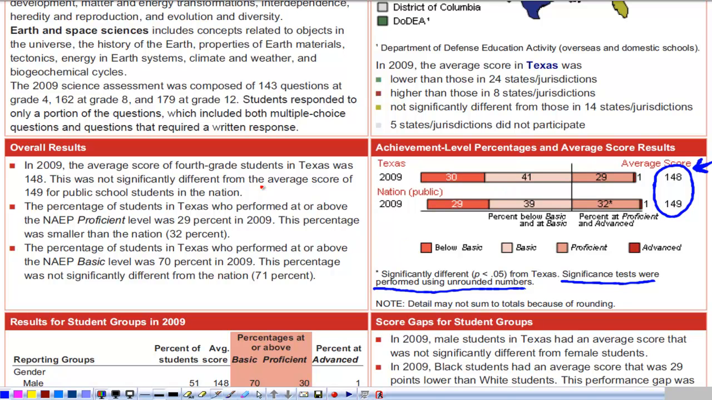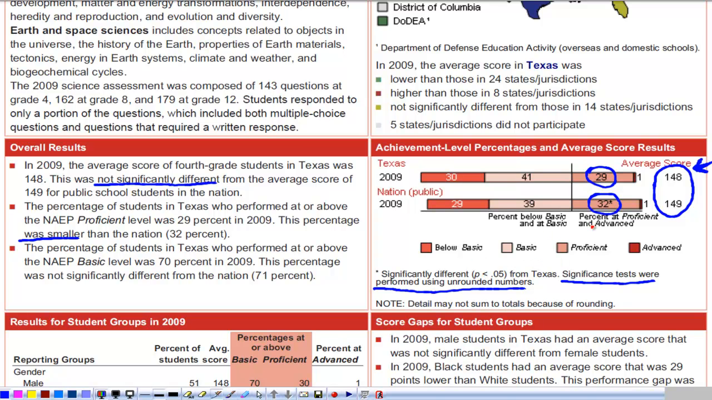Anyway, there's no significant difference there. And then we also say that the percentage of students in Texas who performed at or above the NAEP proficient level was 29%. This percentage was smaller than the nation. Now, they're not just saying 29 is less than 32. By saying "was smaller," that's in contrast to "not significantly different." This 29 is significantly smaller than 32. Okay, and that's why it has a star on it. It says star means significantly different. We'll talk about what this p-value means.